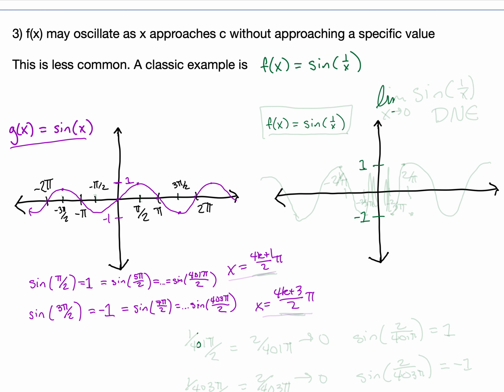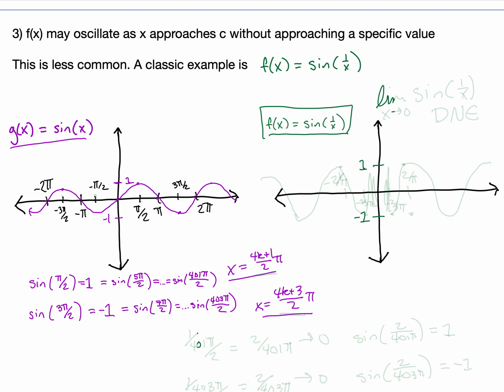You don't necessarily need to know those two ideas. It's just important to understand that sine is oscillating between 1 and negative 1 forever and ever. So now let's think about this other function, f of x equals sine of 1 over x. What does that function look like? Well, this function is also going to oscillate between 1 and negative 1.